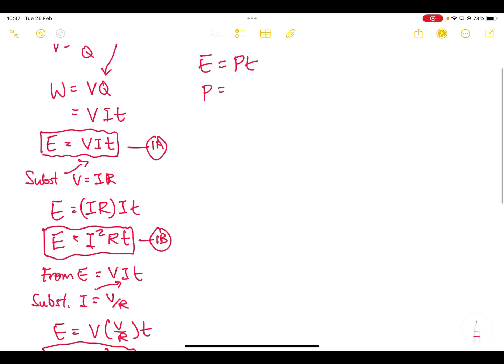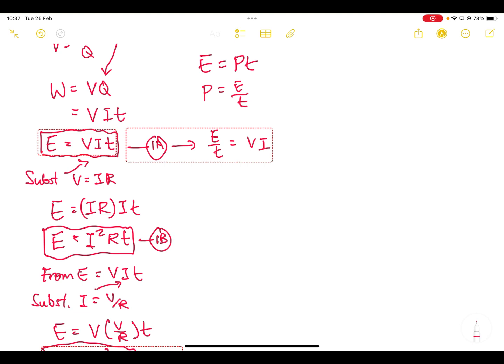Power is equal to energy, work done per unit time. We learned this in Sec 3. Power is work done per unit time. So if I take E equal VIT, and then I divide by T, what do I get? I bring the T over to the left side, and energy over time equals VI. Are you following? Energy over time is actually the power. So power is equal to VI.